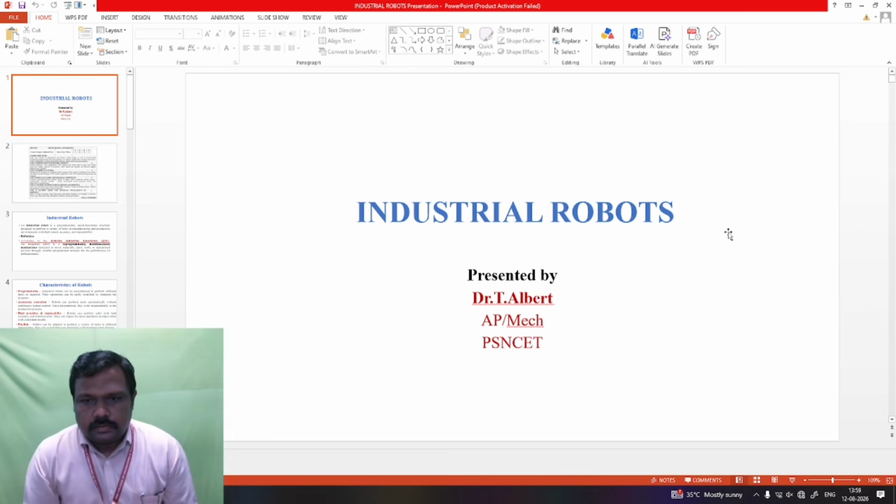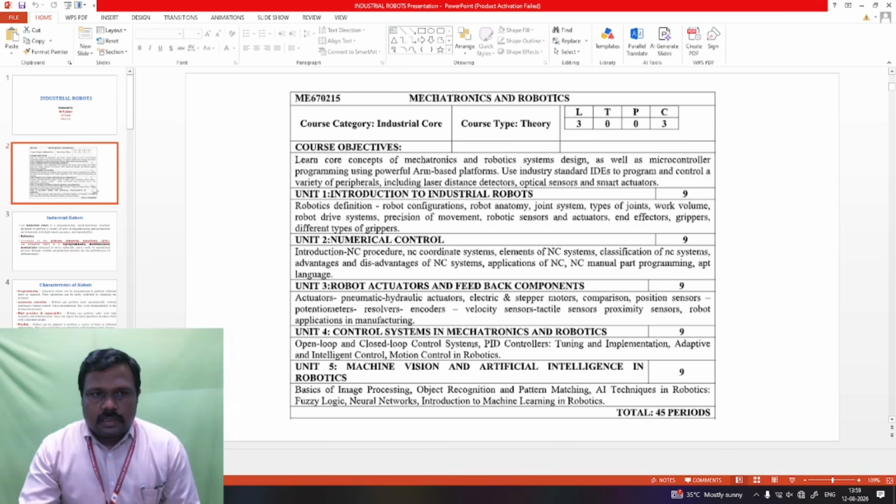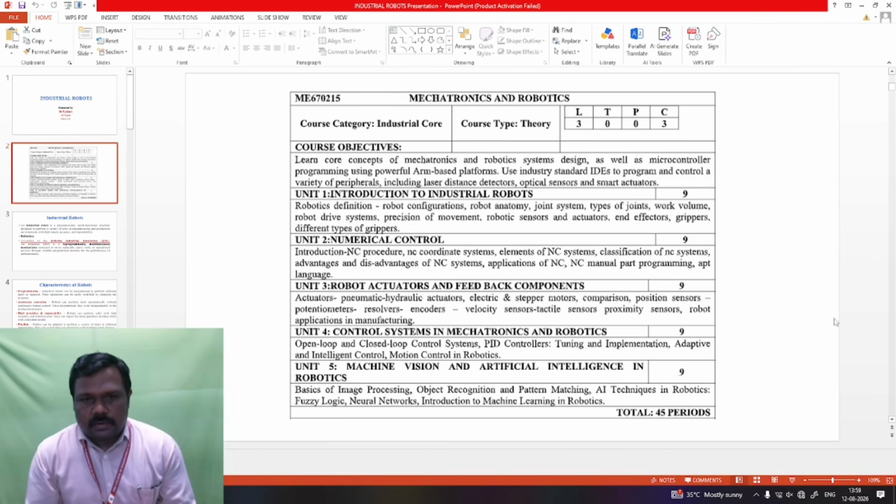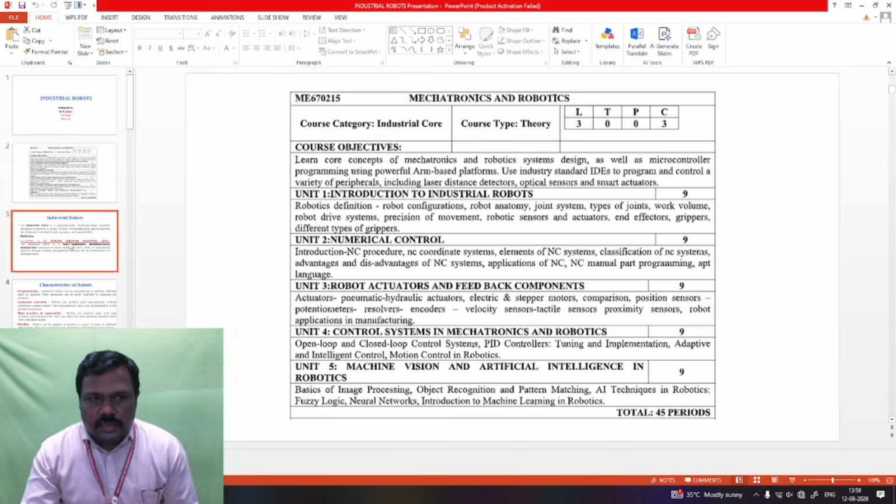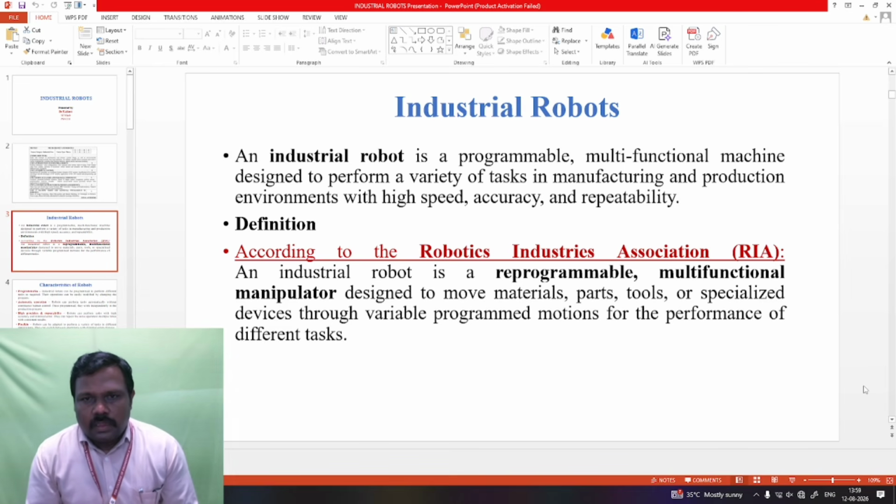Good morning everyone. Today we are going to learn a new topic in modern manufacturing: robots. Industrial robots. In this topic we have to learn the definition of robot, robot configurations, robot anatomy, robot work volume, robot drive system, robot actuator, and end effector. These topics we have to learn. Let us first know what an industrial robot is.